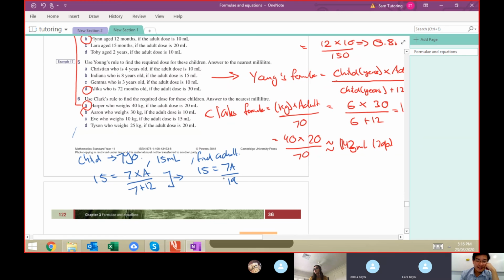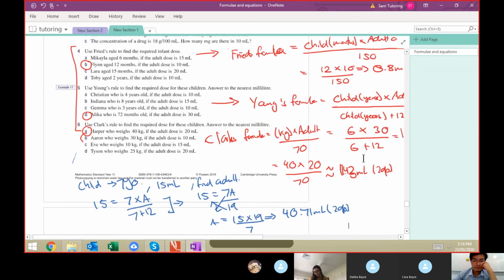And then look at this. This is a swap-aroo thing again. You multiply up and divide down. This is absolute same thing. 15 times 19 all over 7. What does that equal to? Not as much as Fried's formula, but still a considerable amount. 40.71 mils to 2 decimal places. Everyone okay with that?